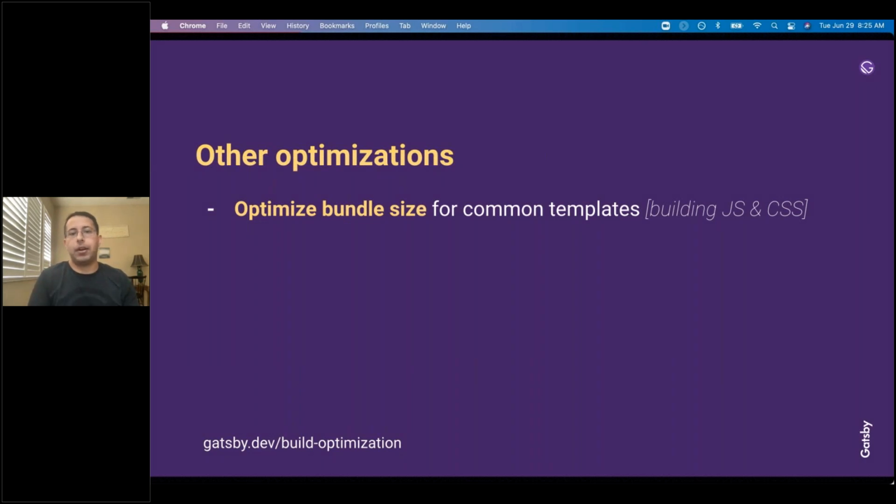So first off, optimize bundle size for common templates, right? This is the building JavaScript and CSS phase, which is one of the larger build stages by time. This is really interesting, right? This is something we recommend from a performance standpoint. The less JavaScript you're sending to the client, the faster your site is. But it's also helpful from a build standpoint, because the less JavaScript you're bundling, the less work the build process has to do, and the faster the build will happen. So you knock off two birds with one stone here.